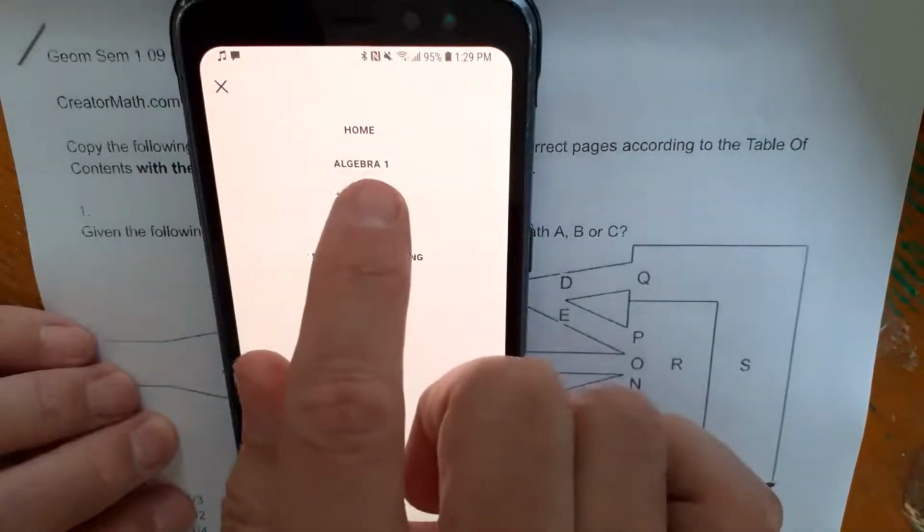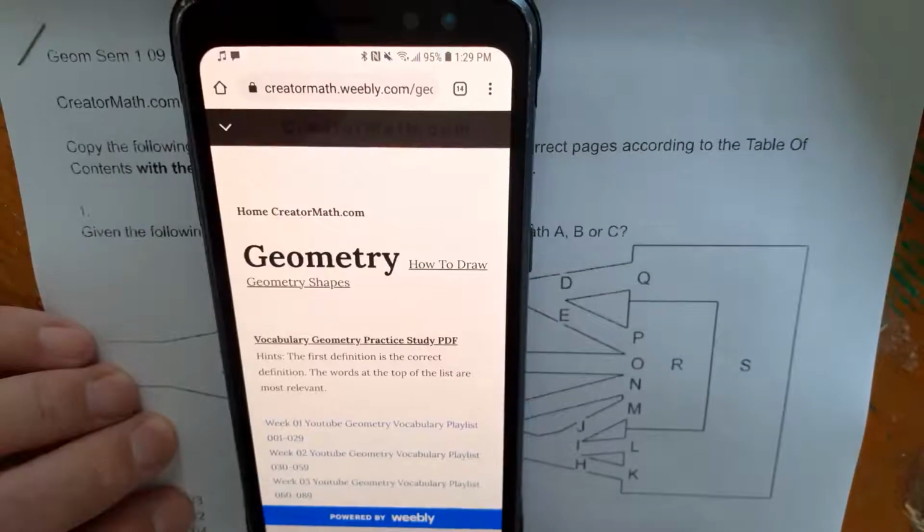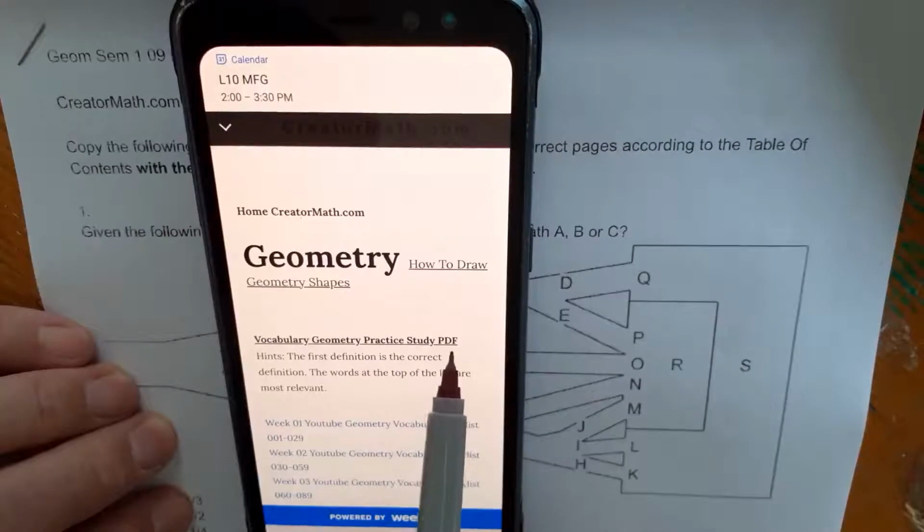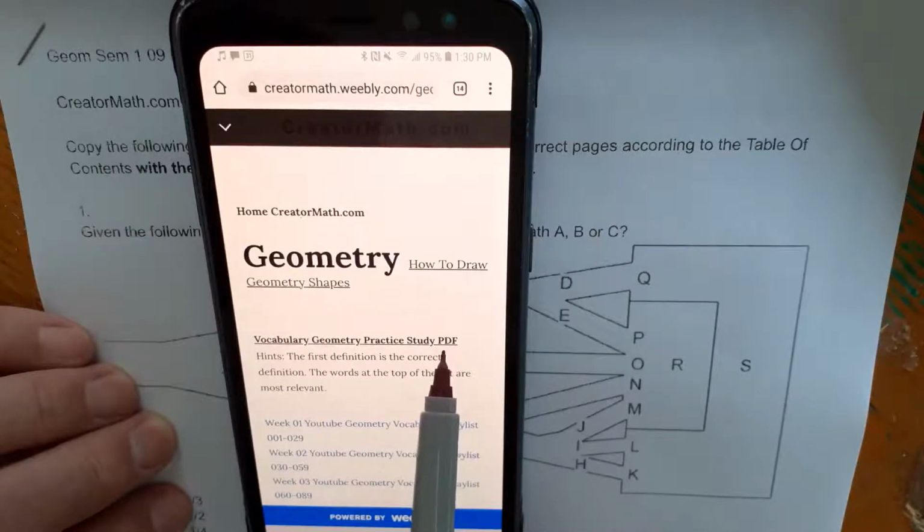Now we're going to go for notes. Let's go to the Geometry tab. This is where all the video lessons, the problem sets, the notes, and the vocabulary is. In fact, this document, Vocabulary Geometry Practice Study PDF, has all the vocabulary for the entire school year in it, and it is searchable.